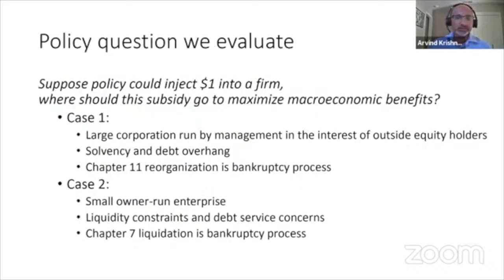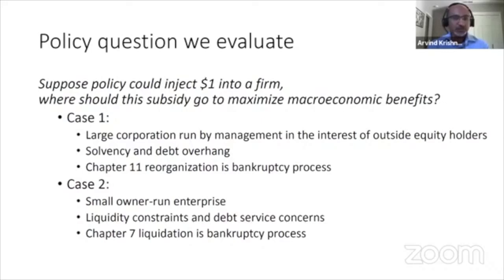So the policy question which we're going to evaluate is, I'm going to just think about a hypothetical policy in which we can drop $1 into a firm. And then we're going to ask the question, where should the subsidy go in order to maximize macro benefits? And I'm going to take you through two cases. One is a case of a large corporate run by management in the interest of outside equity holders. This could be a large publicly traded company. It could be a large private equity-backed company. Both would comply according to my assumptions here. The issue for this firm, as I will explain, is one of solvency and debt overhang.